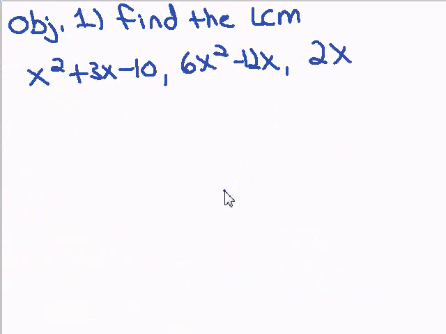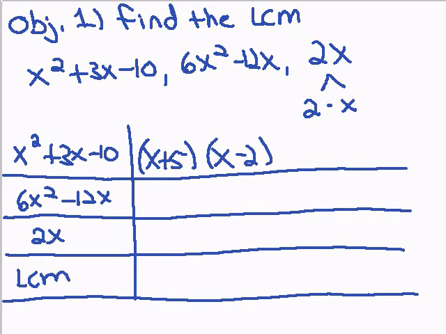Okay, go ahead and try to find the least common multiple of the following 3 algebraic expressions, using the previous example as your guide. As you get started, please note that the factors of 2x, I'll get you started on that, are 2 and x. I've got you started with factoring out just the first algebraic expression as x plus 5 and x minus 2. However, I wanted to take a moment to explain the factors of 6x squared minus 12x. Notice 6x squared minus 12x have a 6x in common, so you factor out the 6x and you get x minus 2.